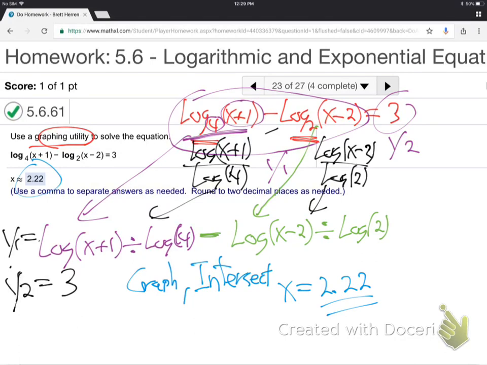Does that make sense? If you don't have the special button or you can't find it, the top goes top, the bottom goes bottom, like that. 2.22. That's the rule when you have weird bases. You can just make the top go top and the bottom go bottom, like that. All right. Last question on this section.